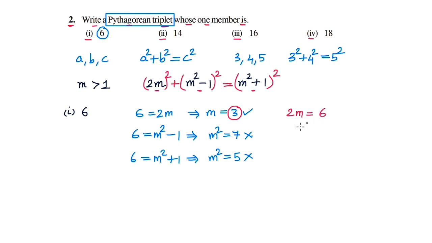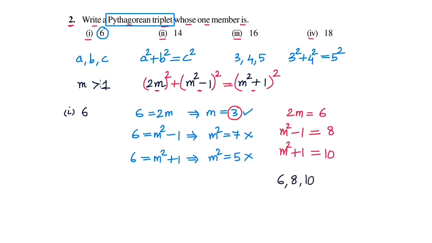So 2m will be equal to 6, 2 times 3. m square minus 1 will be equal to 3 square minus 1, that is 9 minus 1, which is 8. Directly we can write 8. Now m square plus 1, 3 square plus 1, that is 10. Understood? Therefore the 3 members of the Pythagorean triplet in this case will be 6, 8 and 10.